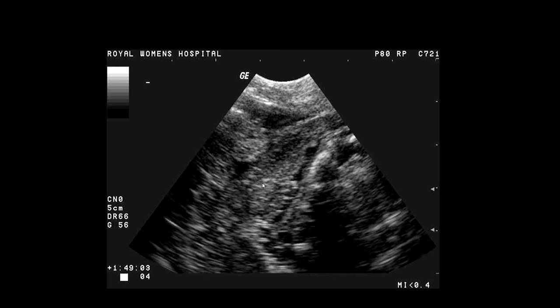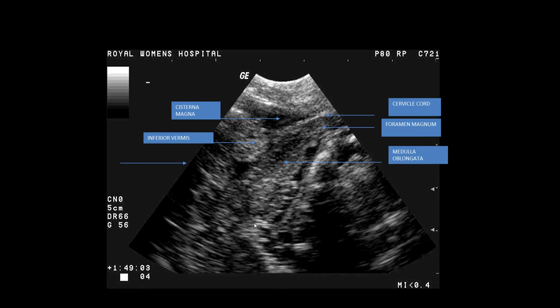This is trying to define the anatomy. So we've got the cisterna magna here, we've got the cervical cord, and you have the inferior vermis of the brainstem in this particular image. This is the fastigial point of the fourth ventricle. This is the superior vermis. This is the foramen magnum. This is the medulla, and then you're going up to the pons.